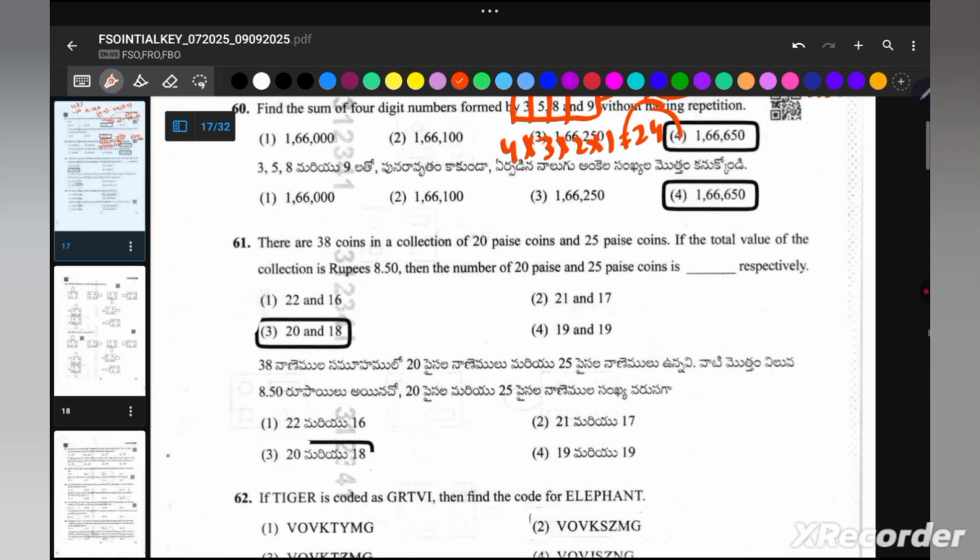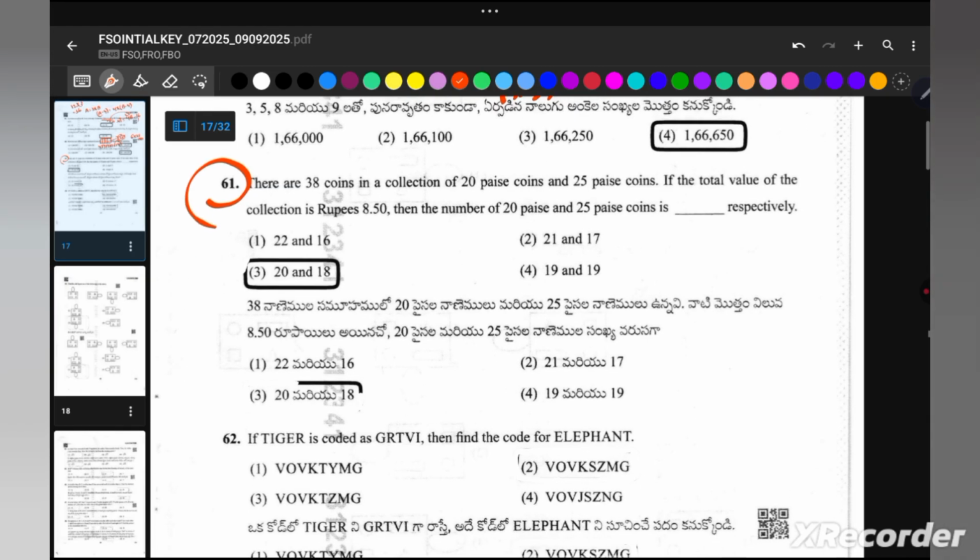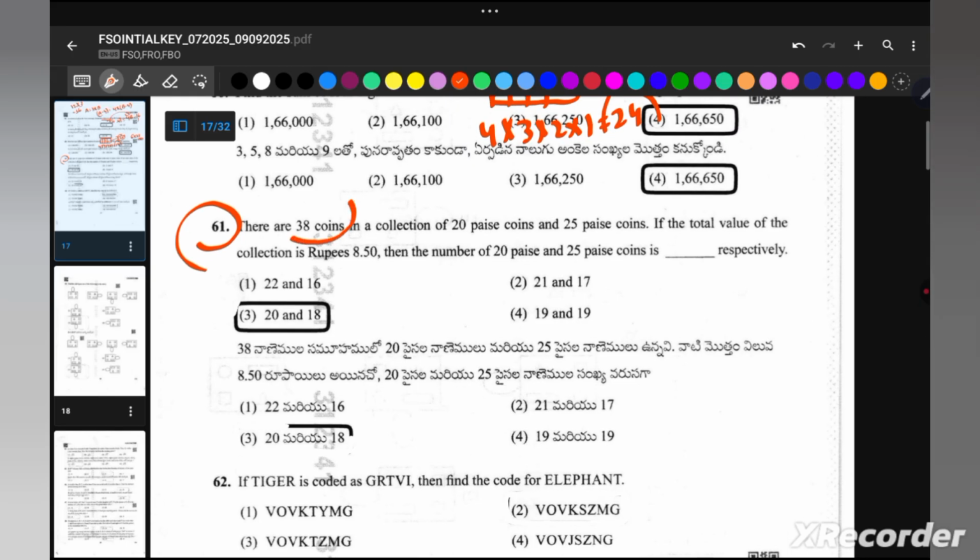Next. This question we can do in 2 ways. Okay, by just substituting the values and finding out through the linear pair of equations. And we can also do it another way. What way? Do you have any other idea? See, total 38 coins are there. Okay, and 20 paisa coins are there, and 25 paisa coins are also there.